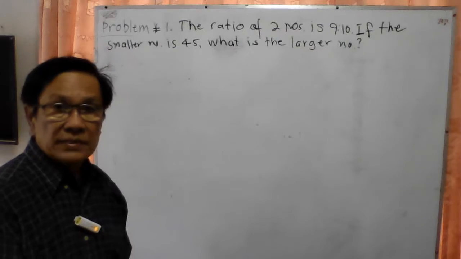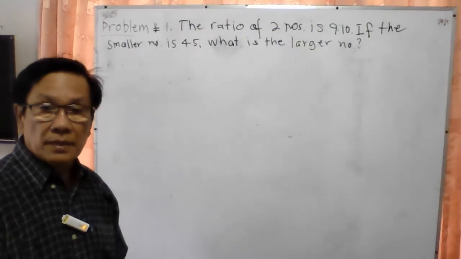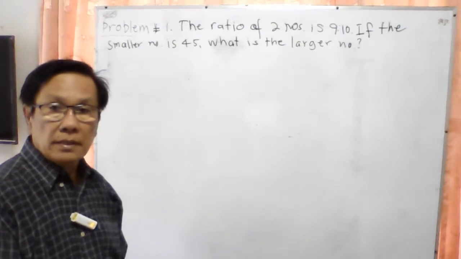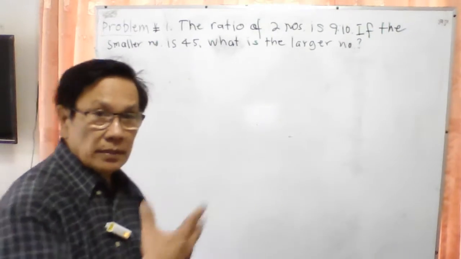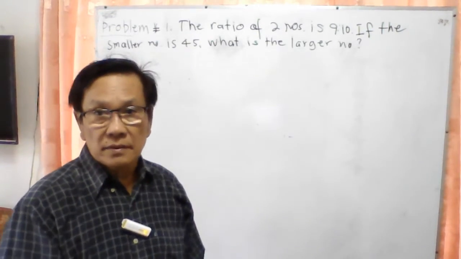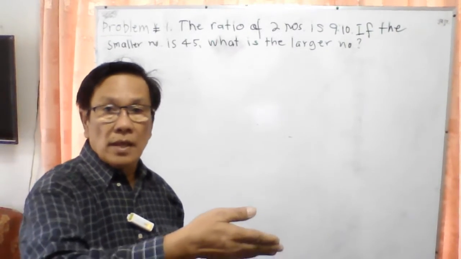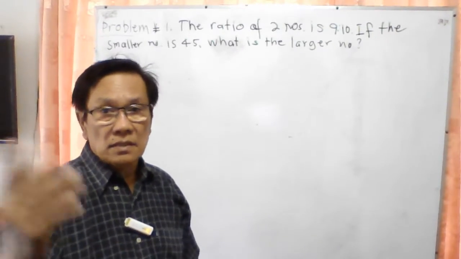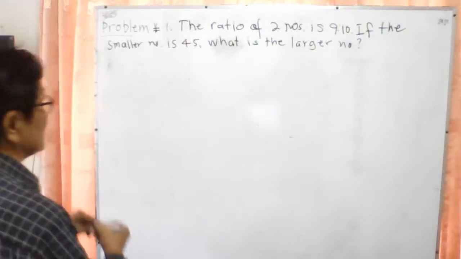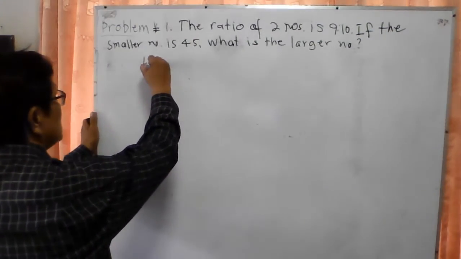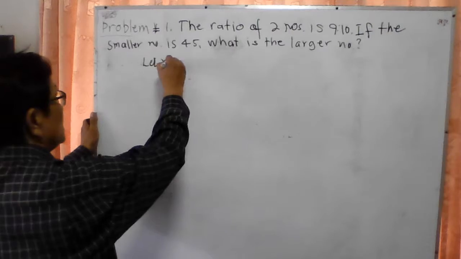First step in any worded problem is to denote the unknown. You can denote it with any variable, x or y or z or a or b or c, as you please. So let's call it x. Let x is the larger number.